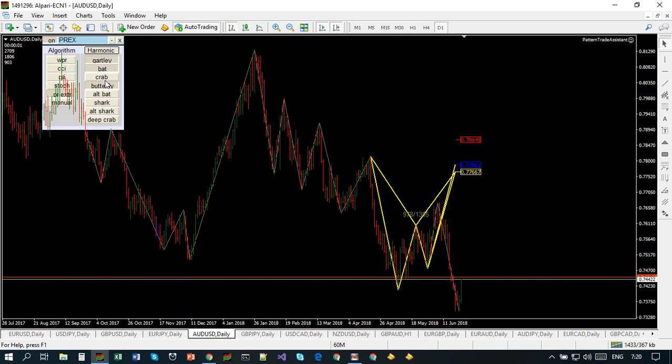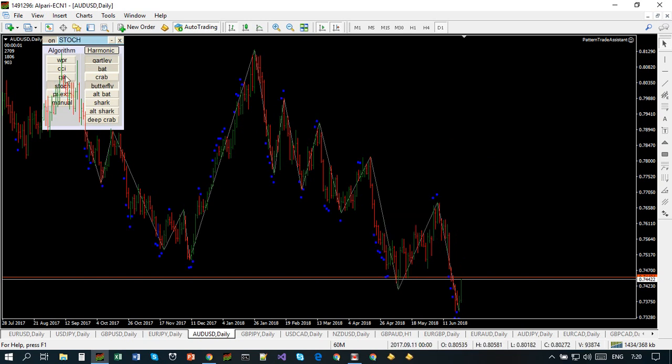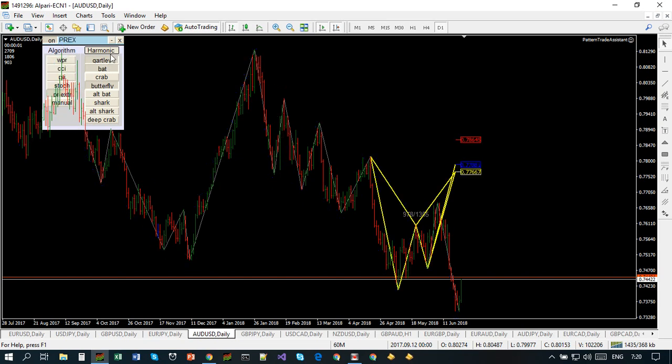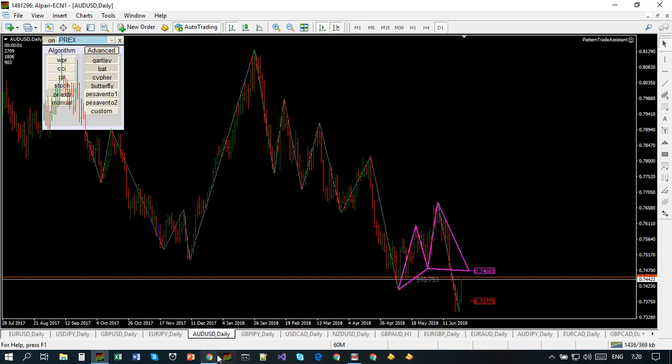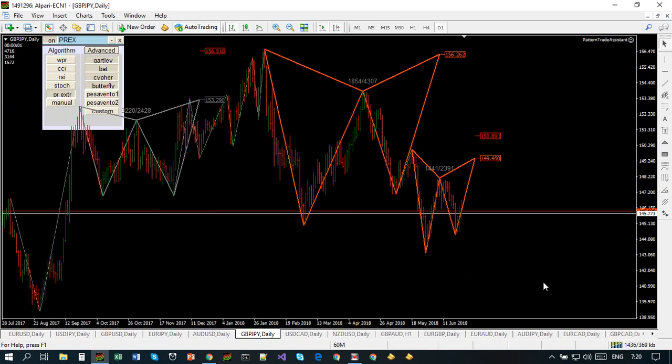And let us switch to harmonic approach. We have nothing setting up based on the harmonic approach as well. Let's go daily. Daily pound yen. This is a potential Gartley pattern that is setting up here, 149. Let us see if this Gartley is an obvious one.